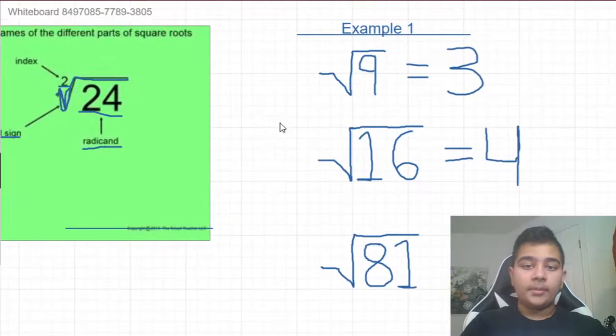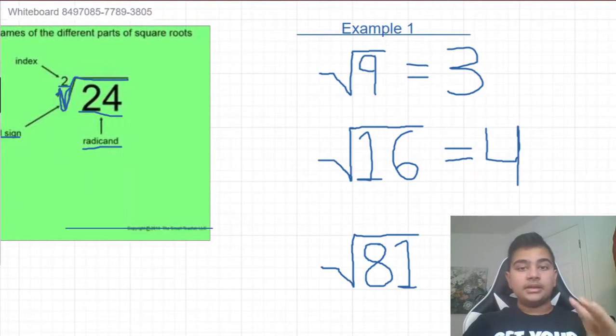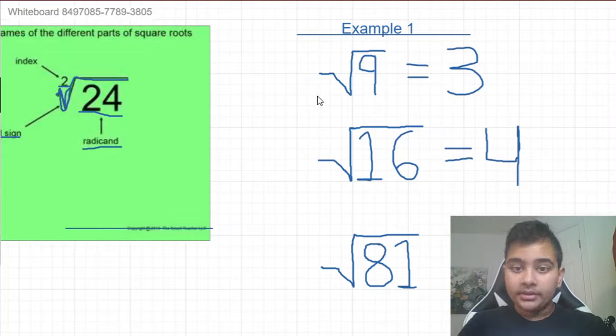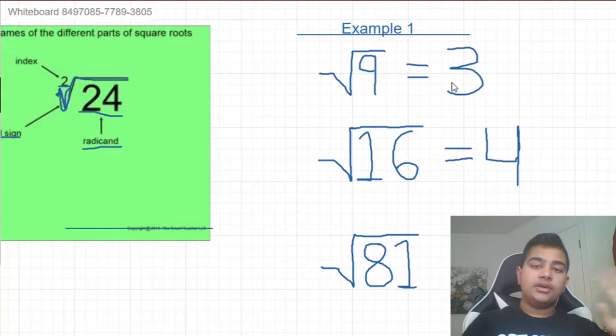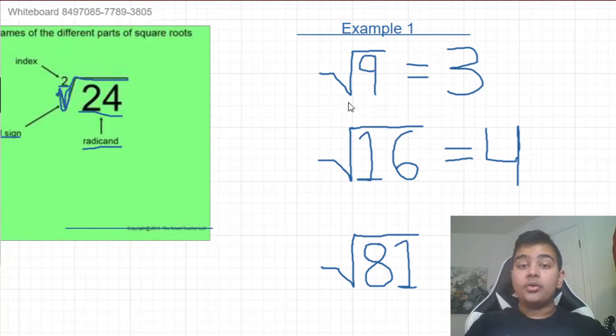Okay, we have a couple of examples here. So let's look at what they equal to. The square root of 9 equals 3. You might hear things like cube root, but those are different. Those will give you a different value. So this is a square root. So the square root of 9 is 3. But how come it is 3? How is 3 the square root of 9?